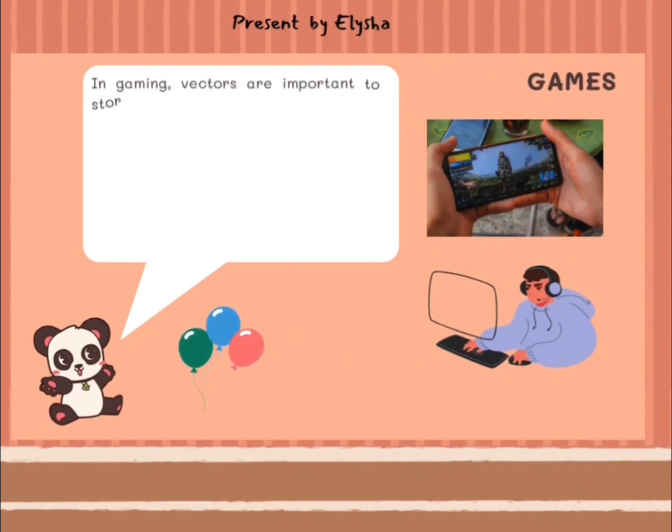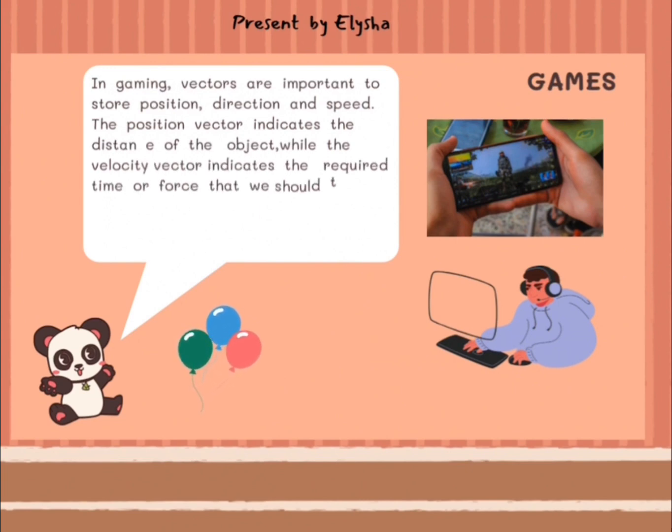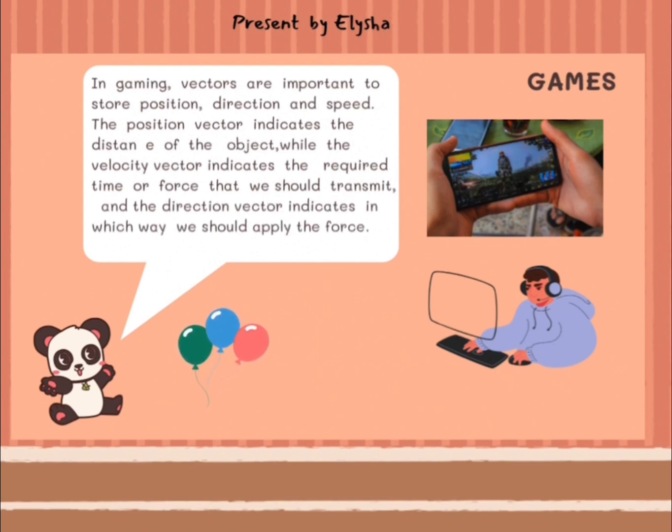Another example is in gaming. In gaming, vectors are important to store position, direction, and speed. The position vector indicates the distance of the object, while the velocity vector indicates the required time or force that we should transmit, and the direction vector indicates in which way we should apply the force.